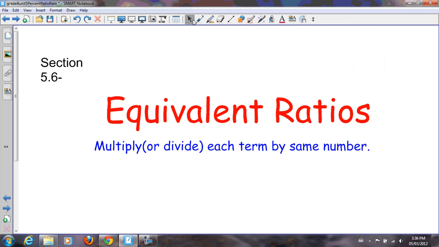Section 5.6, Equivalent Ratios. For equivalent ratios, we're basically trying to get what's on one side of the equal sign to be the same as what's on the other side. And it'll be just like fractions when we make an equivalent ratio.